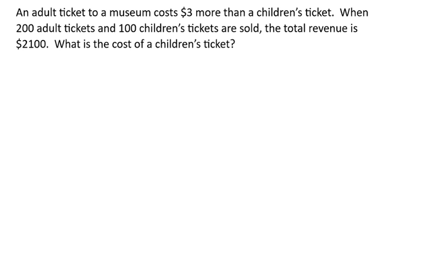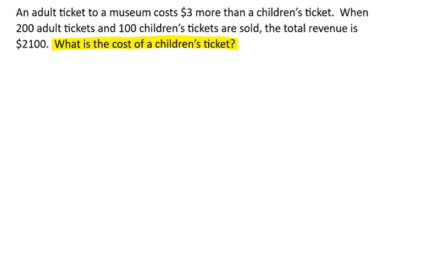In this video, we're going to go over a real-life application problem where we're going to use a system of linear equations to help us solve it. So here's our problem. An adult ticket to a museum costs $3 more than a children's ticket. And when 200 adult tickets and 100 children's tickets are sold, the total revenue is $2,100. So what is the cost of a children's ticket? So the question we're trying to figure out is, what is the cost of a children's ticket?